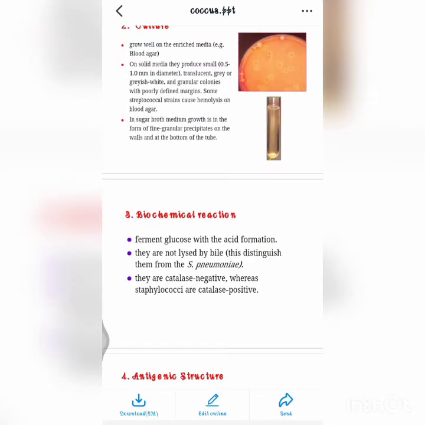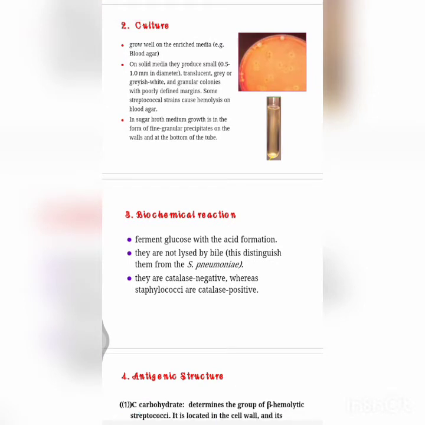They need 5 to 10% extra carbon dioxide for optimal growth, and the temperature is 37 degrees, and they need blood agar for sure. Capsules of groups B, C and D vary: groups B and D have a polysaccharide capsule, but group C has a hyaluronic acid capsule, so we need to remember that.